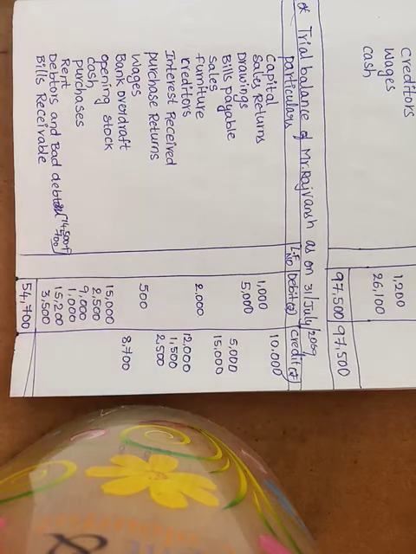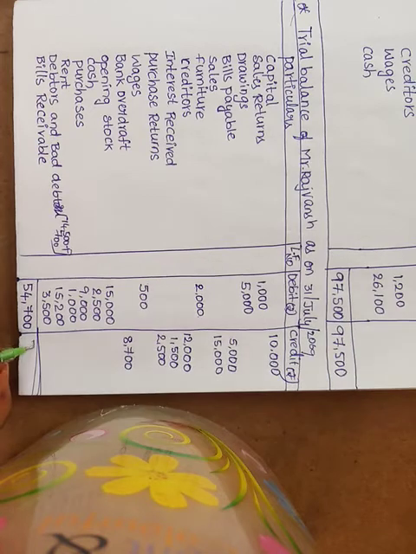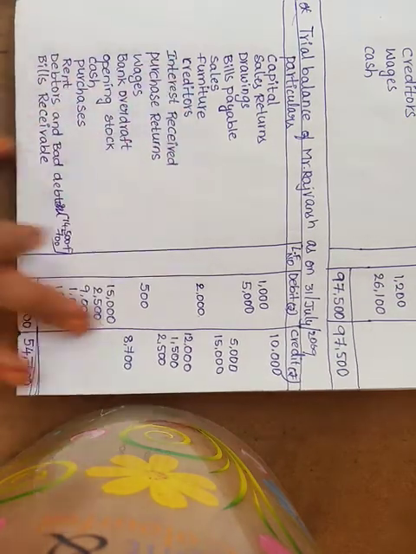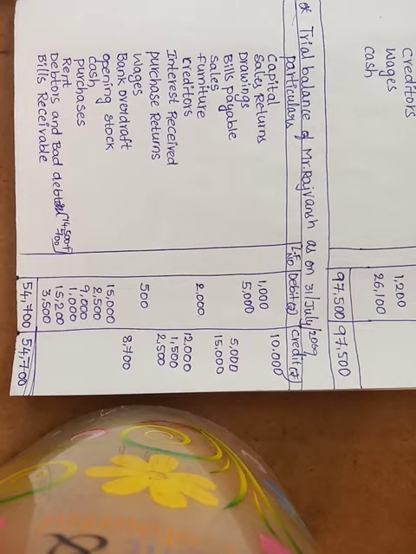Now do the total of credit side. 10,000 plus 5,000 plus 15,000 plus 12,000 plus 1,500 plus 2,500 plus 8,700. Okay, total of the credit side is also 54,700. Okay, this is a trial balance. This is our today's class. I'll give a homework problem to you. Do that problem.